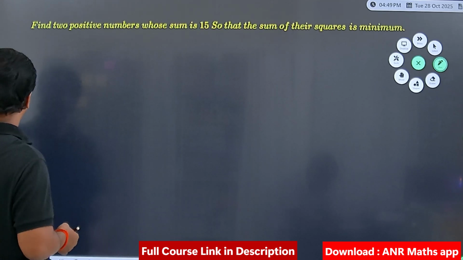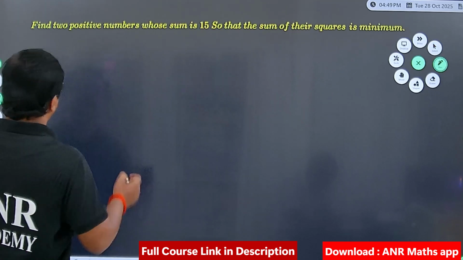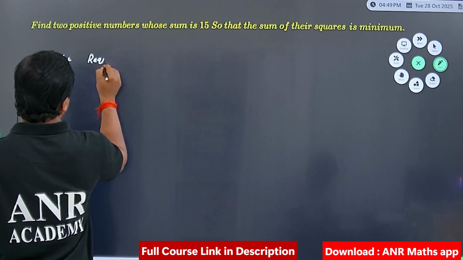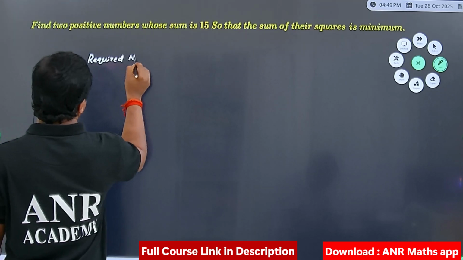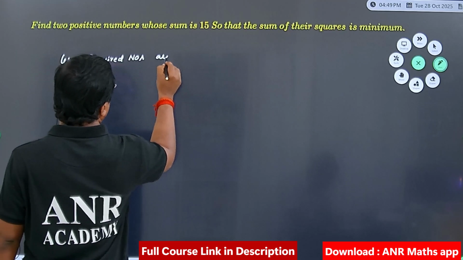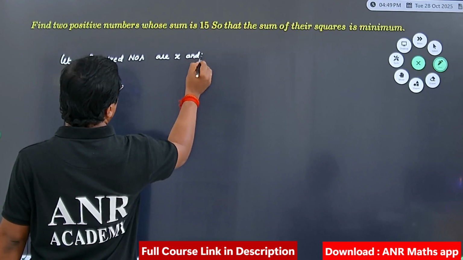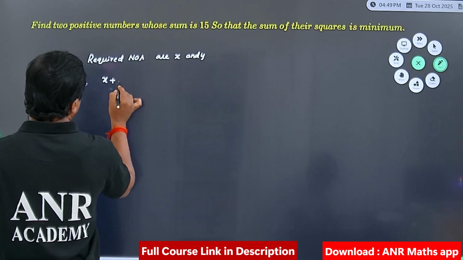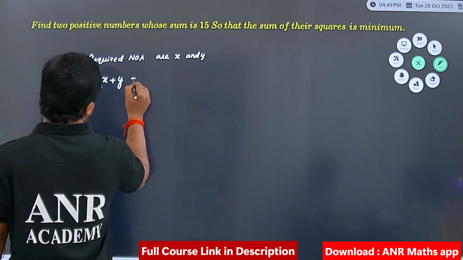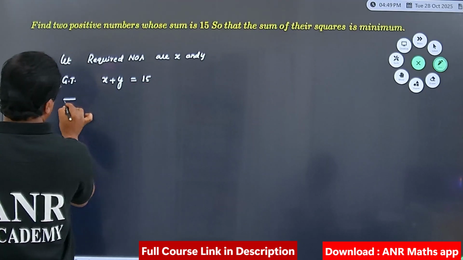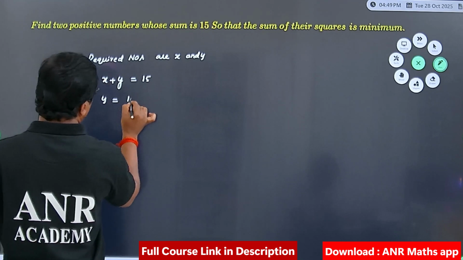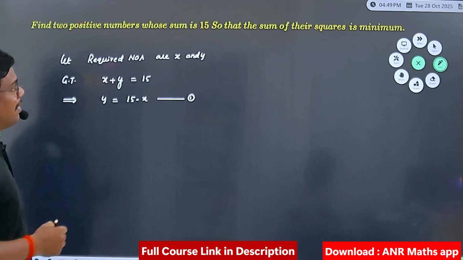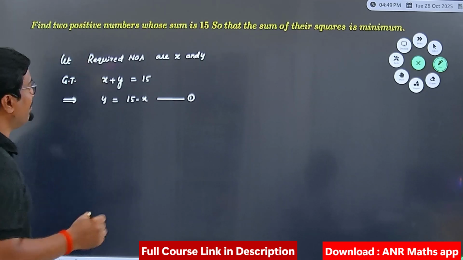Yes. Let us suppose the two numbers are x and y. Let required numbers, they are x and y. Given that sum of these two numbers is 15, implies we can write the value of y equal to 15 minus x. This is result 1. Here sum of their squares should be minima.